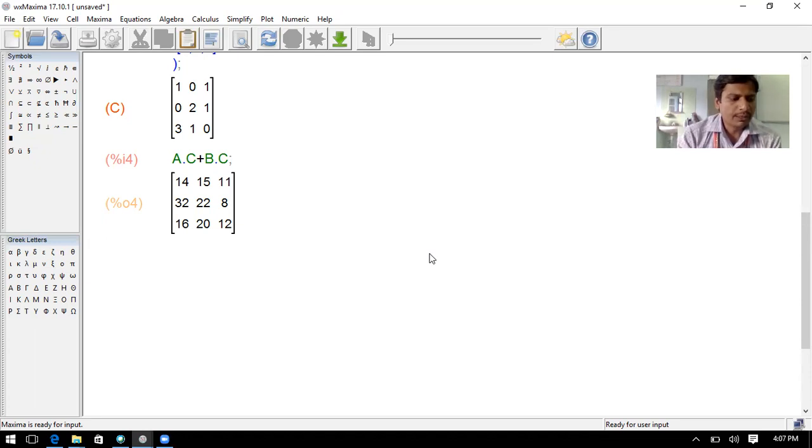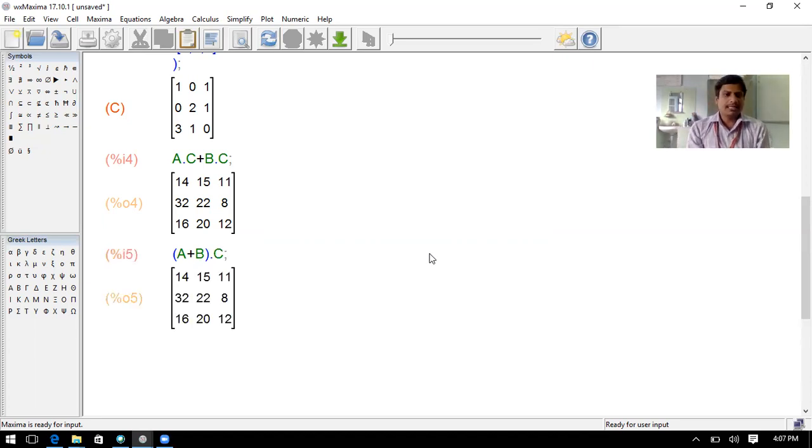Next, that is A plus B into C. First you type A plus B or B plus A. Okay, A plus B into C. The A plus B matrix is multiplied with C. Then semicolon, then shift enter. Okay, see here, this is A plus B into C. The result is 14, 15, 11, then 32, 22, 8, 16, 20, and 12.